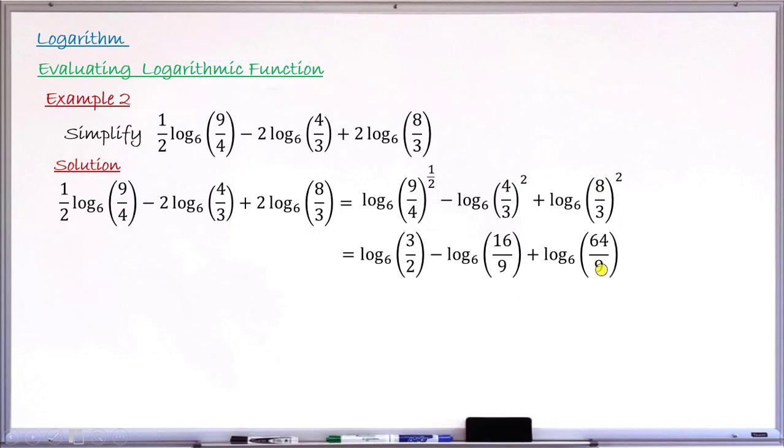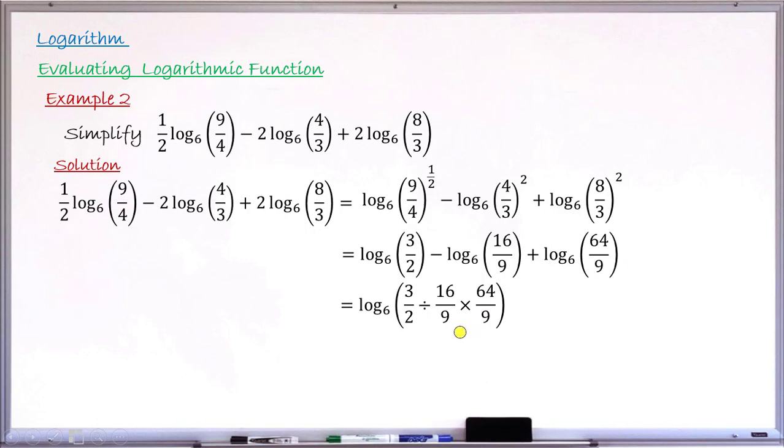So I'll continue. What I'm going to do next is to apply the law. Let me do that. So I'm going to have log to base 6, open bracket, 3 over 2 minus this log. If you now take the log outside, it gives you 3 over 2 divided by 16 over 9. Look at it. 3 over 2 divided by 16 over 9. And this addition means multiplication. So you now have times 64 over 9. I'm just applying the second and first law of the logarithm here.